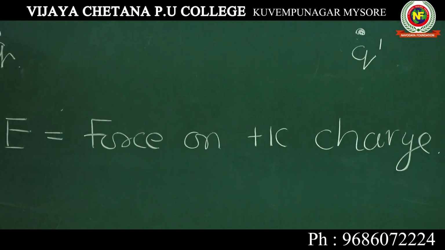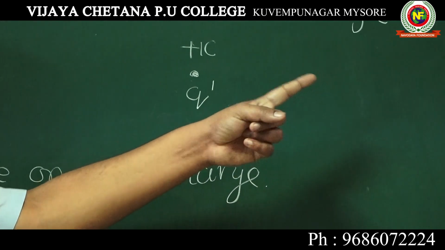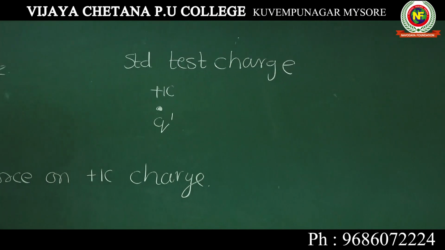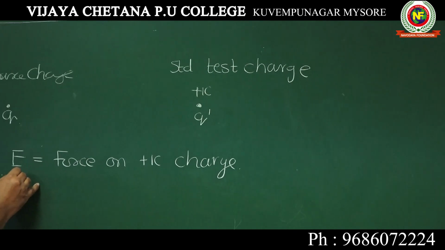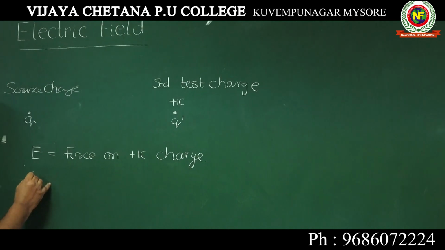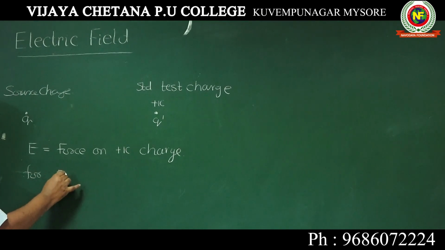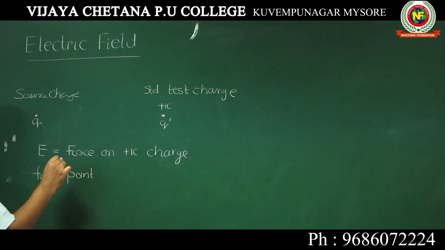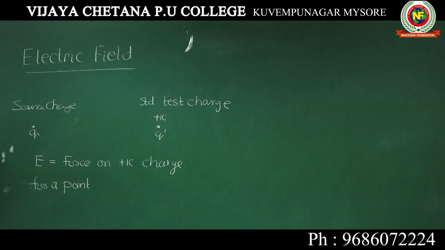See, if you change the point, force changes. Therefore, electric intensity is always defined for a point. It is always for a point. You must remember, it is always for a point.